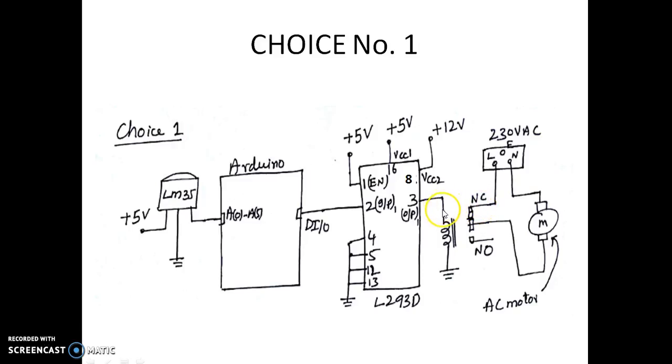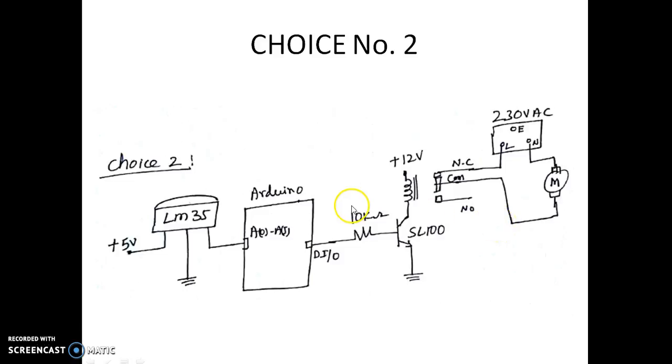Normally, when the coil is not energized, NC will be connected, so the motor will keep running. Whenever the coil gets energized, this NC will become open circuit, so the motor is going to turn off. The motor turns off when the current flows through this. When the current is not flowing through this, the motor will be on. That's why it is connected from NC and the common.